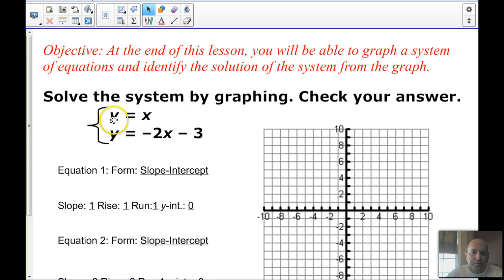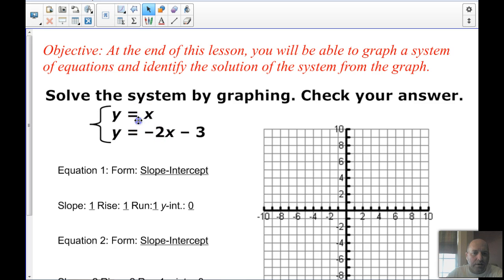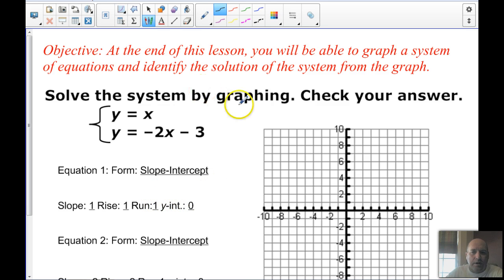So I look at this first equation, y equals x, and I notice it's in slope-intercept form. When equations are already in slope-intercept form, we are just going to use the y-intercept and slope to graph them. First I identify the slope. The coefficient of x is 1, so the slope is 1. That means its rise is 1, its run is 1, and the y-intercept is 0.